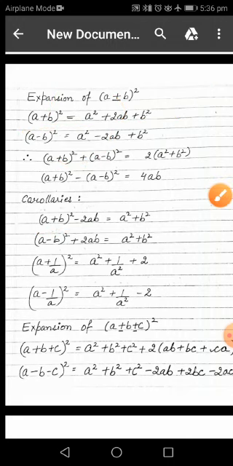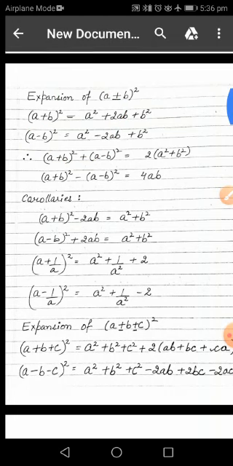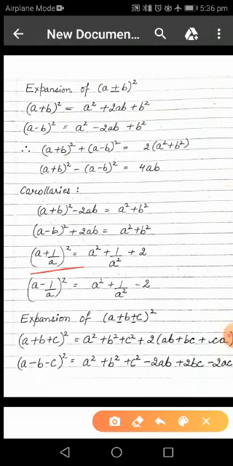The next one is, if we replace b by 1 upon a, the new formula or the new corollary we get is a plus 1 upon a whole square, that is expanded as a square plus 1 upon a square plus 2. Similarly, on replacing b by 1 upon a in the second identity, we get a minus 1 upon a whole square, which can be expanded as a square plus 1 upon a square minus 2.